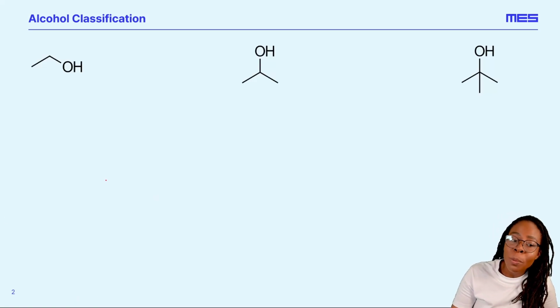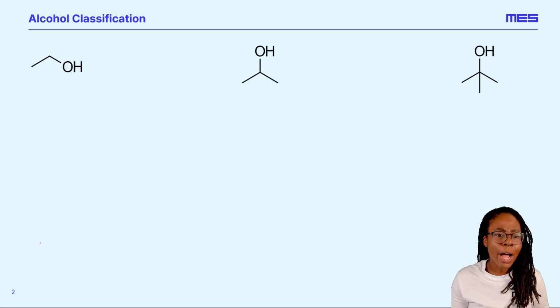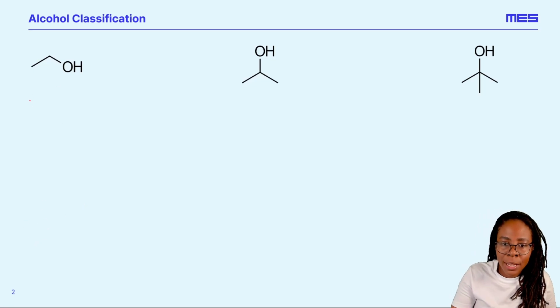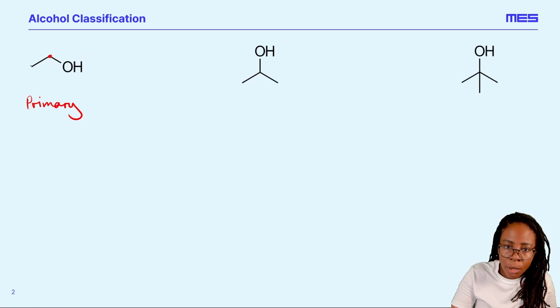Now, before we can talk about the oxidation of alcohols, it's important that we can classify alcohols because they will react differently in oxidation reactions. So we'll start with our first here. This is a primary alcohol, which we can spot because the carbon that is attached to the OH group only has one other carbon attached to it, right?